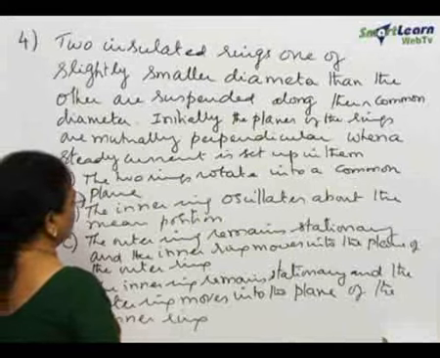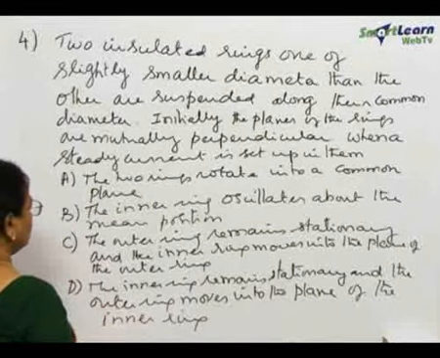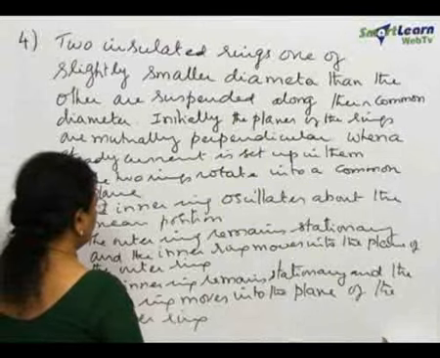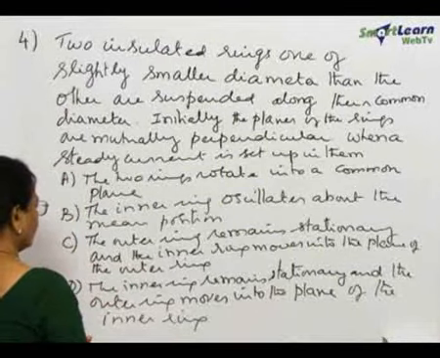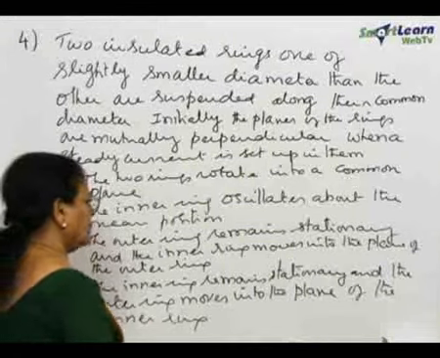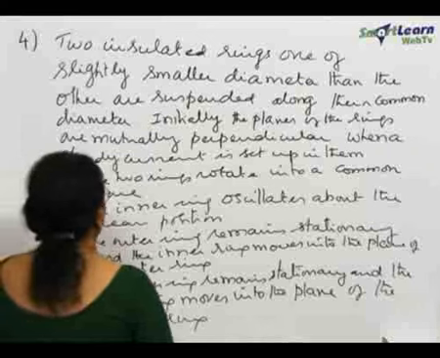A. The two rings rotate into a common plane. B. The inner ring oscillates about its mean position. C. The outer ring remains stationary and the inner ring moves into the plane of the outer ring. D. The inner ring remains stationary and the outer ring moves into the plane of the inner ring.